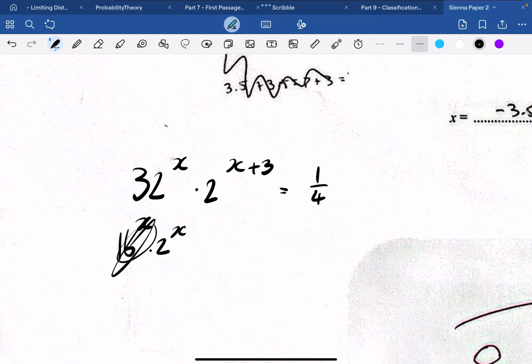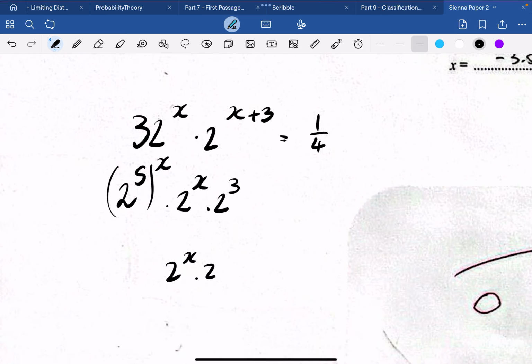That's a lie. Sorry, I was speaking nonsense. 32, we realize, is 2 to the power of what? It's 2 to the power of 5, isn't it? You could check in your calculator. 2 to the power of 5 is 32. So we could have 32 here as 2 to the power 5, to the power x, times 2 to the x times 2 to the 3, because we know 2 to the x times 2 to the 3 is equal to 2 to the x plus 3, is equal to 1 over 4.